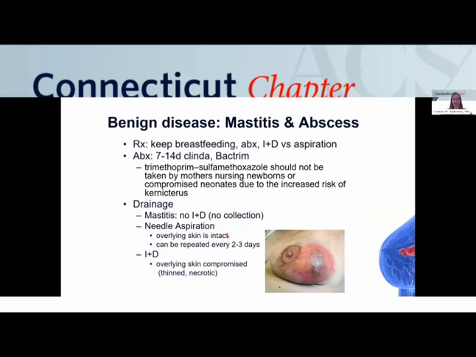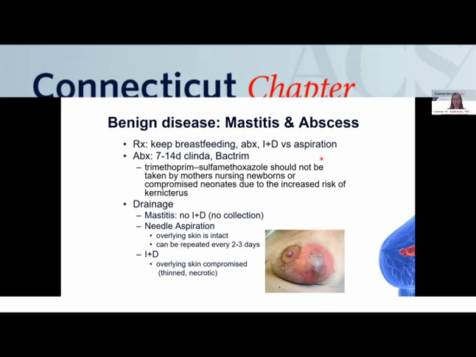When you're looking at what kind of drainage you're doing, again, for mastitis, there's nothing to drain. A needle aspiration can be appropriate if the overlying skin is intact. This may require repeat drainages. An incision and drainage is indicated if you have overlying skin that is compromised, like this picture where it's thinned and necrotic, or if you have someone that has failed multiple needle aspirations. In general, if you are treating someone and they're not responding, you think about these two things, antibiotics and drainage. So do you have the appropriate antibiotic coverage? Do you have appropriate source control?